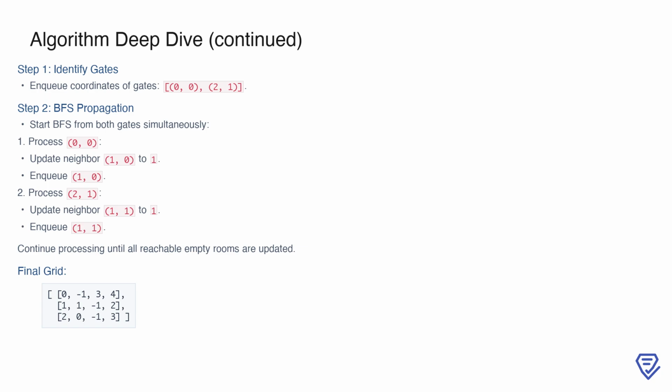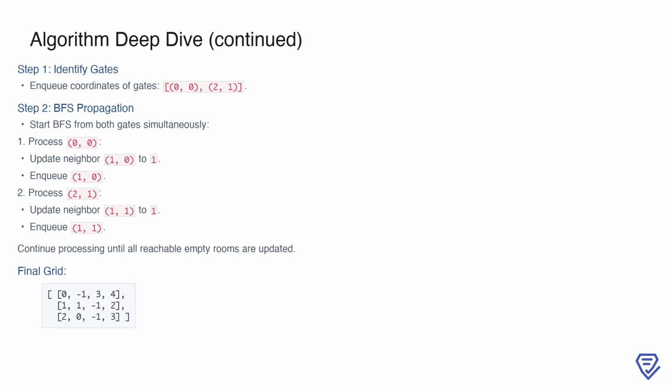First, we identify the gates and enqueue their coordinates. In this case, the gates are located at 0,0 and 2,1, so we add these positions to the queue. Next, we start BFS propagation from both gates simultaneously. For the gate at 0,0, we process its neighbors. The neighbor at 1,0 is an empty room, so we update its value to 1 and add it to the queue. Similarly, for the gate at 2,1, we update its neighbor at 1,1 to 1 and enqueue it. This process continues, with each cell updating its neighbors until all reachable empty rooms have been processed.